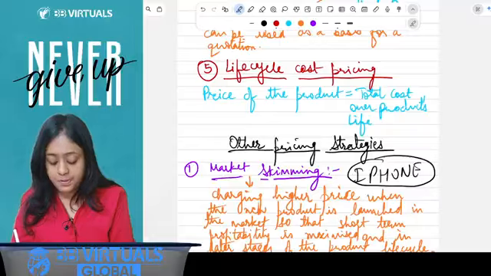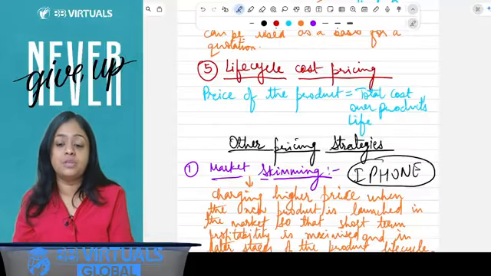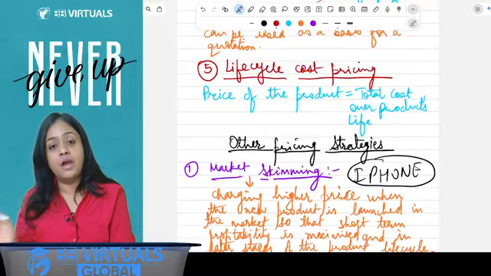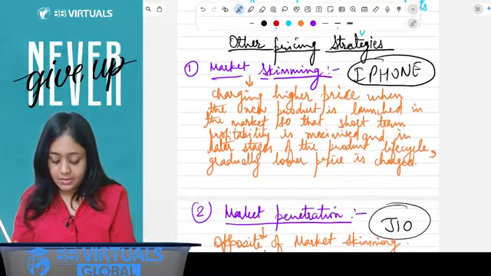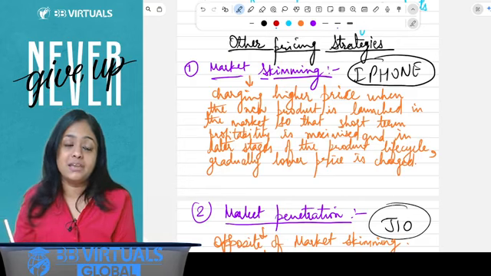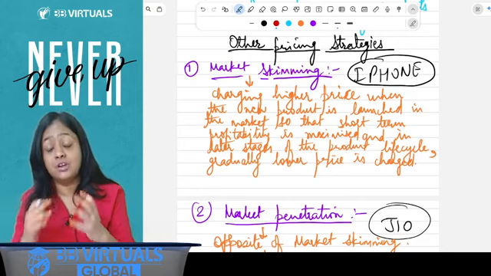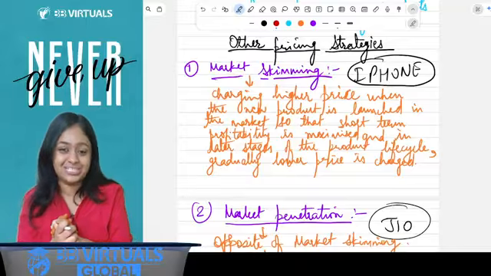Life cycle cost pricing is when you price the product based on the life cycle cost. On that you add markup. Now let's move on and revise the different pricing strategies.